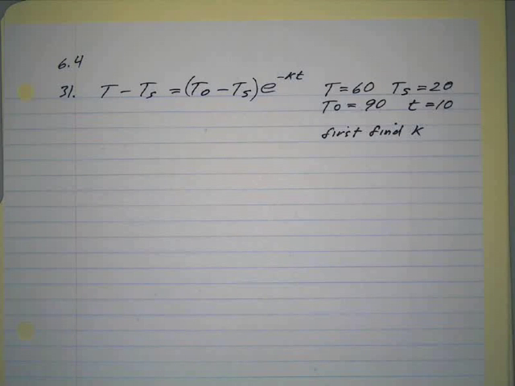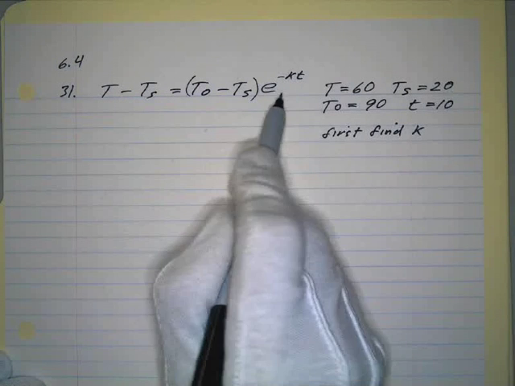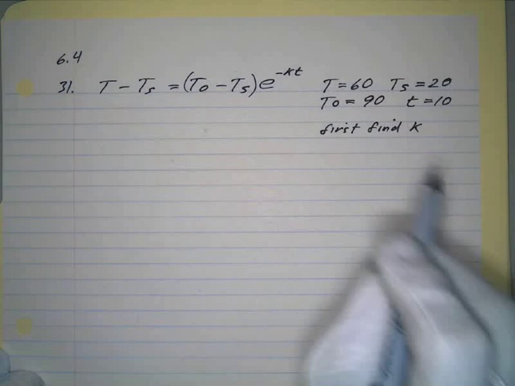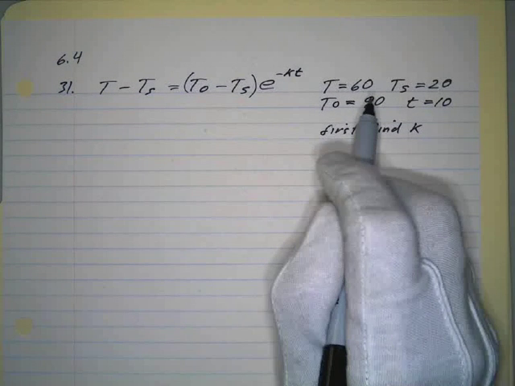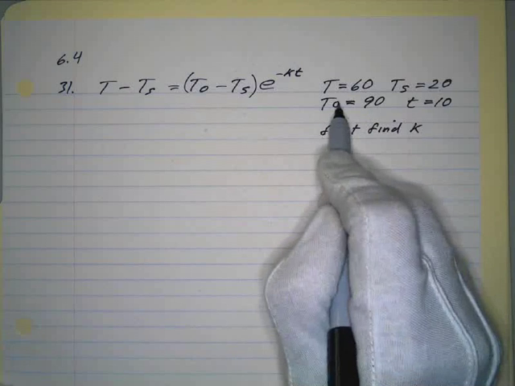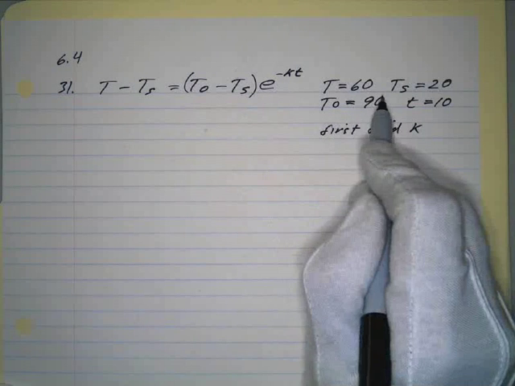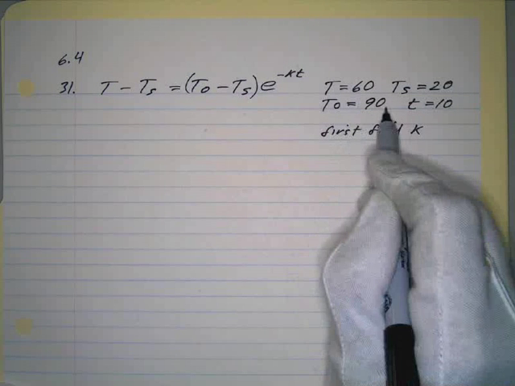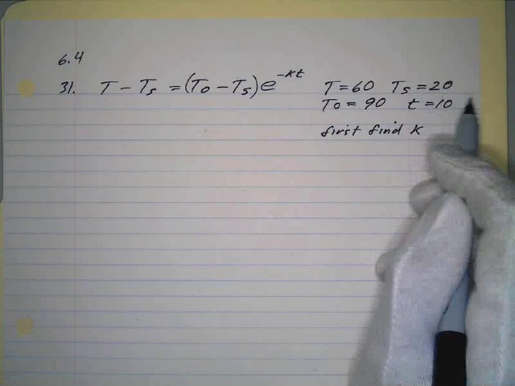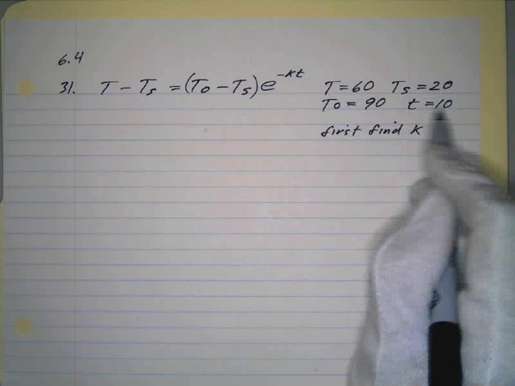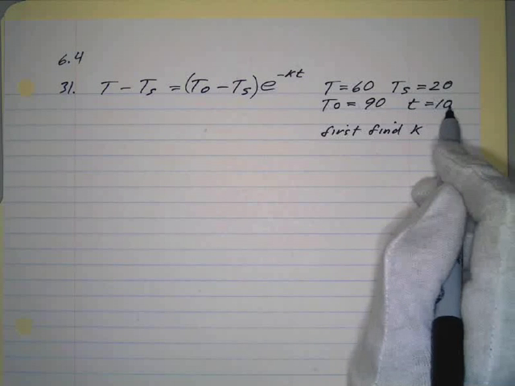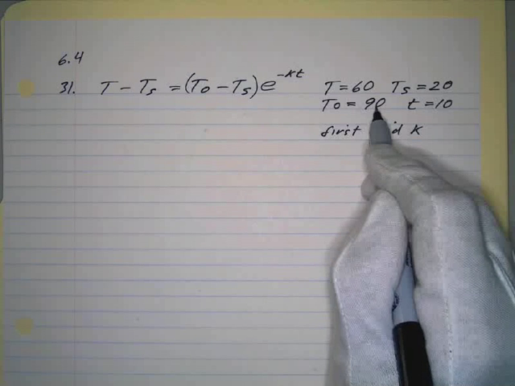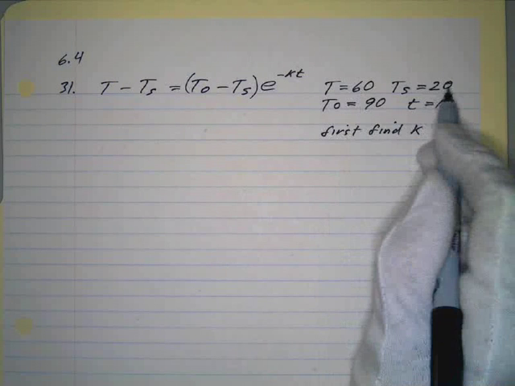This is what we have. This is Newton's formula that we derived using differential equations. So we've got that to our advantage to be able to use. We've got T equals 60, T sub 0 is 90, T sub S is the surrounding temperature, 20 degrees, and the time is 10 minutes that this takes to happen. So I started with 90 degrees. I cool down to 60 degrees in this room that's 20 degrees.